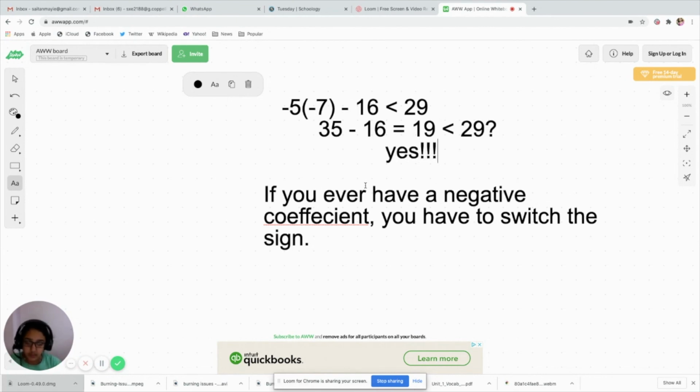Yes. Remember, the sign doesn't change in the main problem. The main problem stays the same, so it's still less than. So yes, it works. So we know that we have to switch the sign. That's the twist about this part.